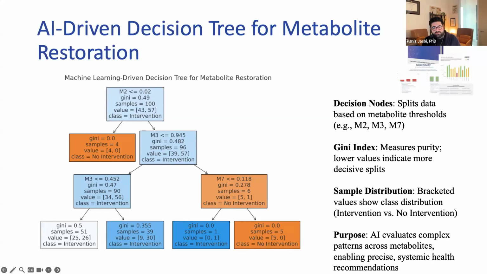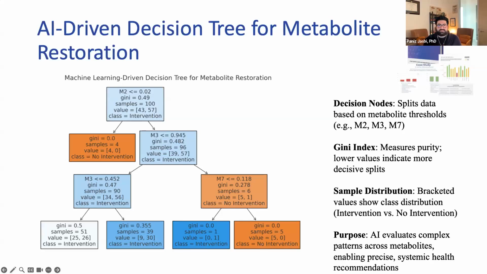Now, we also want to know, what is the purpose of this? Why am I showing this? This is really the process that our AI uses to account for the complex multivariate relationships that are not obvious through traditional analysis. And by systematically evaluating these patterns across multiple metabolites, the AI can make very precise, individualized recommendations, considering, of course, how metabolites interact with one another in those metabolic pathways we showed earlier.